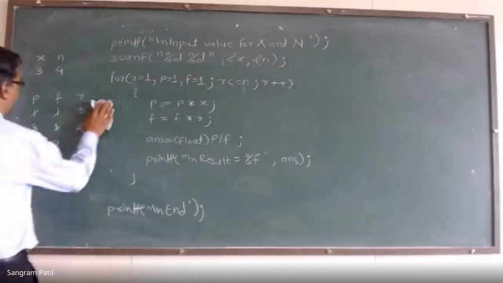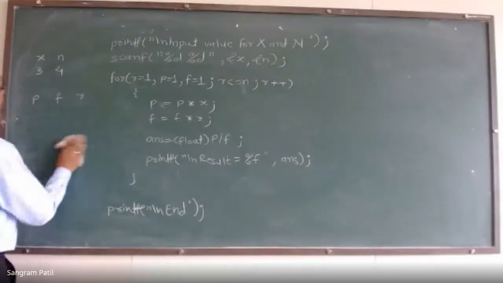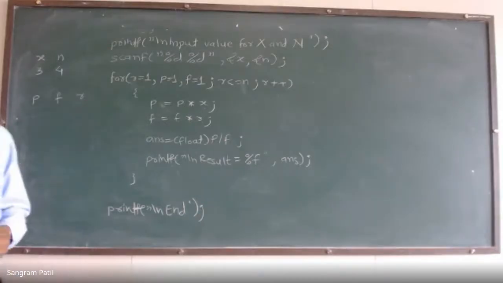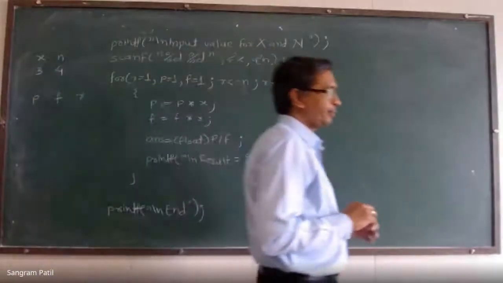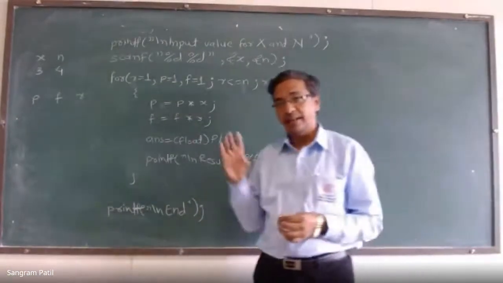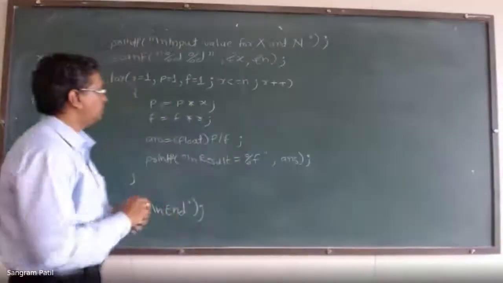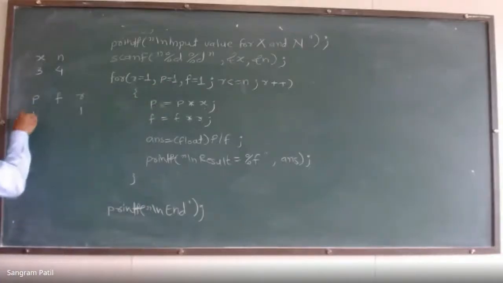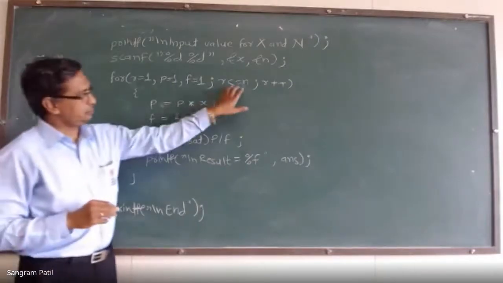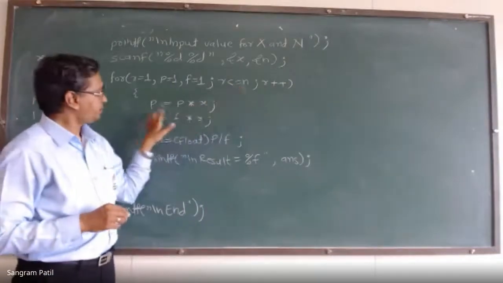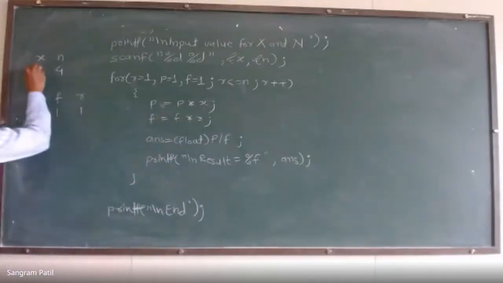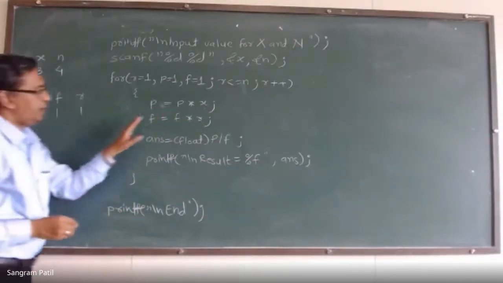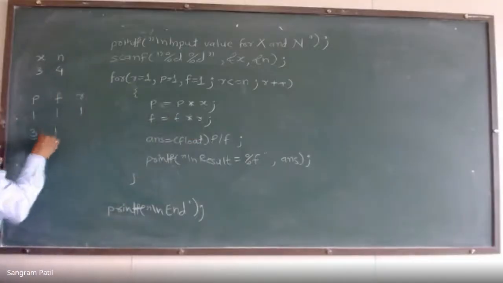Result is 1.0, 3.0. Yes, go ahead. Okay. Now, stop. थांबा. इकडे लक्ष द्या. R is 1. P is 1. F is 1. R is less than equal to X? Yes. P equal to P into X. So 1 into 3 is 3. F equal to F into R. 1 into 1 is 1.